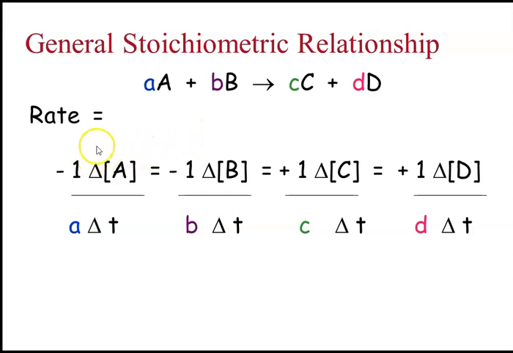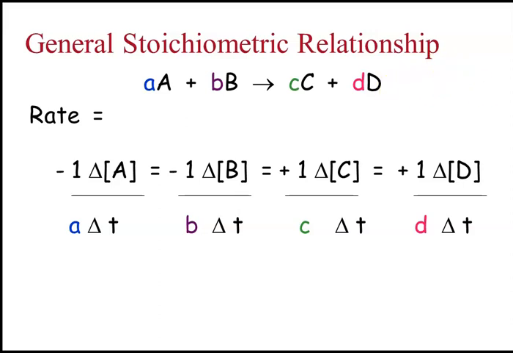I've put 1 over the coefficient. So 1 over the coefficient of this equals 1 over the coefficient. It's a way to relate these to one another. So basically 1 over A equals 1 over B equals 1 over C. So this is one way to show a relationship stoichiometrically with a reaction. Now that's the generic form, so keep that in mind.